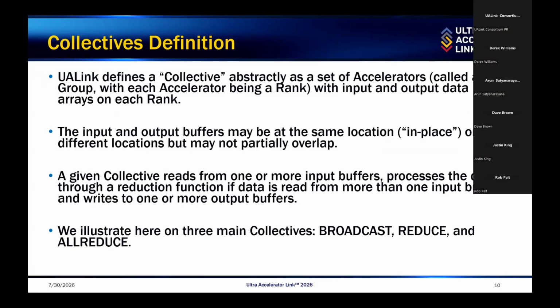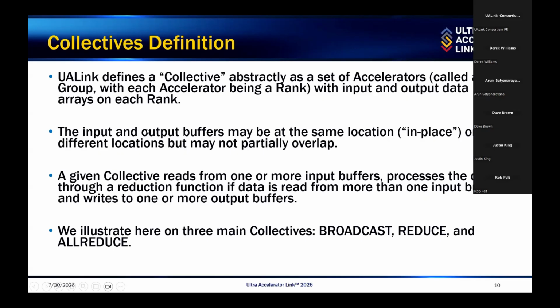We call that an in-place collective, or they may be at different locations, but the input and the output arrays for a collective may not partially overlap. They have to either be fully distinct or exactly on top of each other. In a collective, you read from one or more of the input buffers, depending on the collective. You process the data through a reduction function if that data is read from more than one input buffer, and then you write to one or more output buffers. So that's the general abstract notion of a collective.